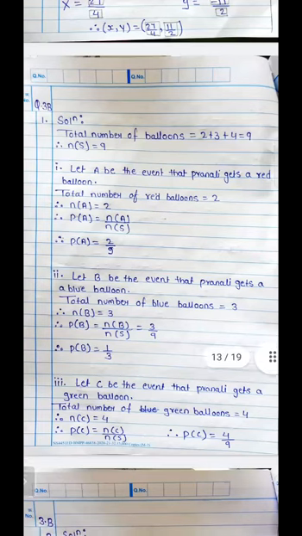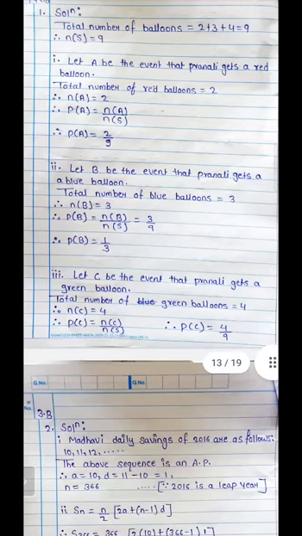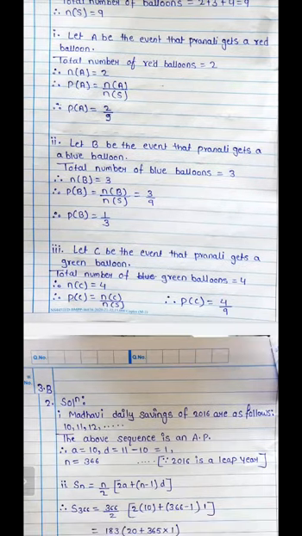Now, let C be the event that Anita gets a green balloon. So total number of green balloons is how much? 4. So NC is equal to 4. Now probability of this is NC upon NS, which will be equal to 4 upon 9. So these are the answers for it of 3B question number 1. Now 3B question number 2.